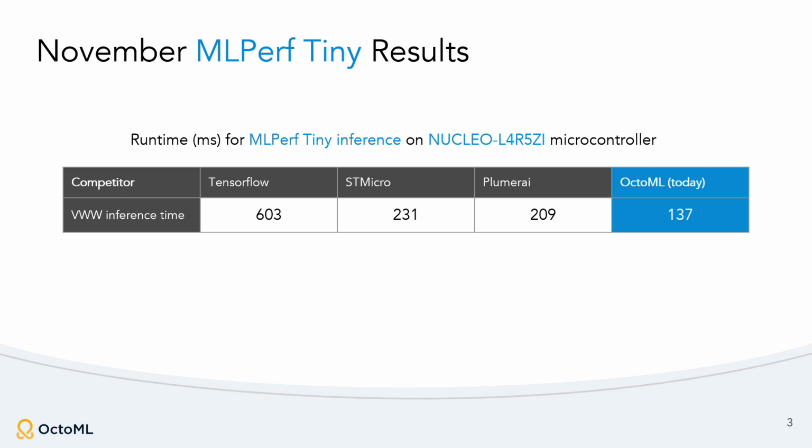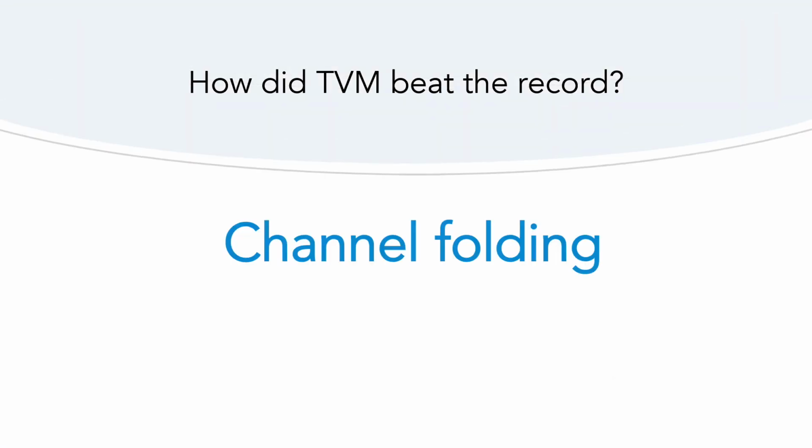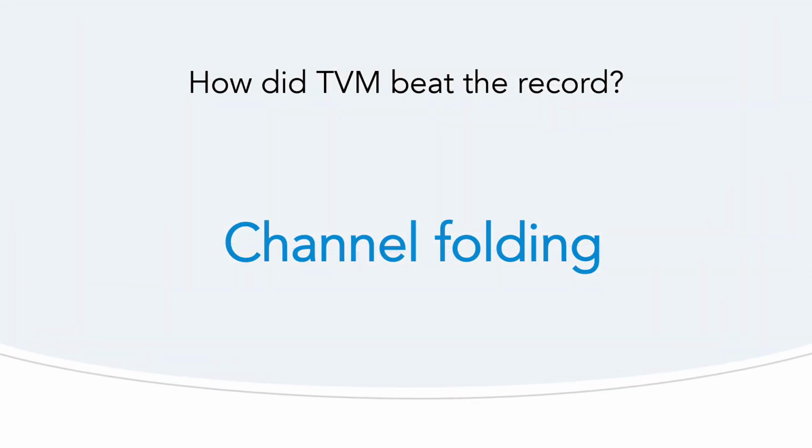You can go try this yourself by running the compiler. It's free, it's open source, and they'll be released in the tinyML perf results when they come out in May. And in this talk, I want to go through just one of the new optimization passes we added, channel folding, that helps us beat this record.